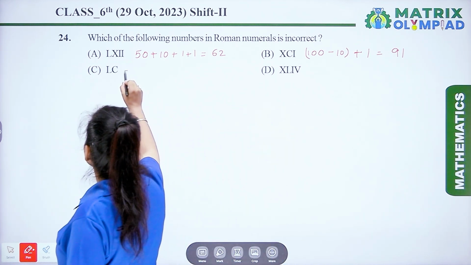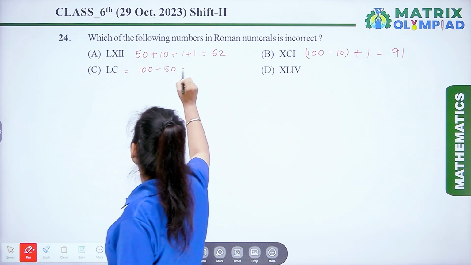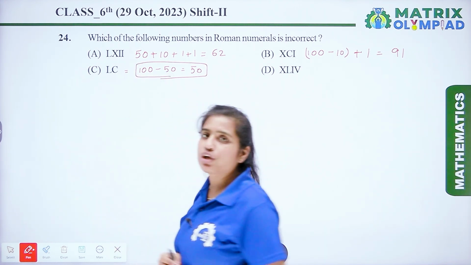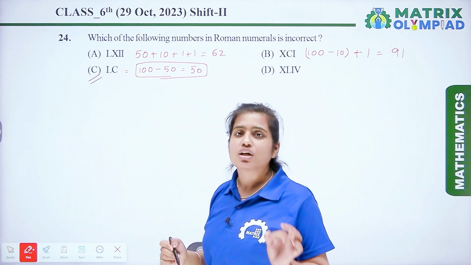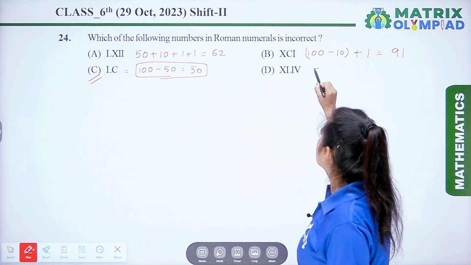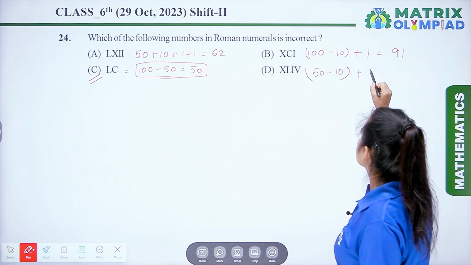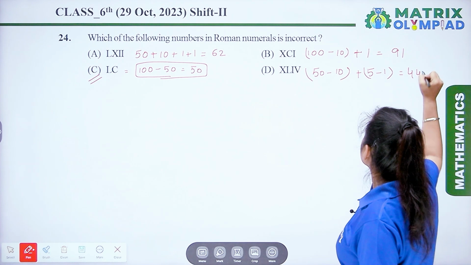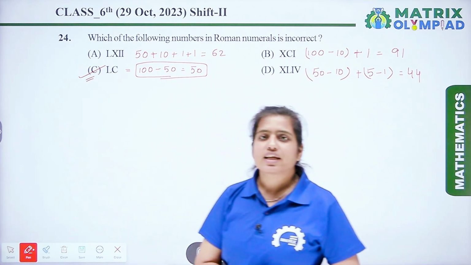Now the next is 100 minus 50, that is 50, which is not possible according to the rules. So option C is the incorrect Roman numeral. Now we can check option D also. Here 50 minus 10 plus 5 minus 1 is equal to 44. So according to the question, option C is the correct answer.